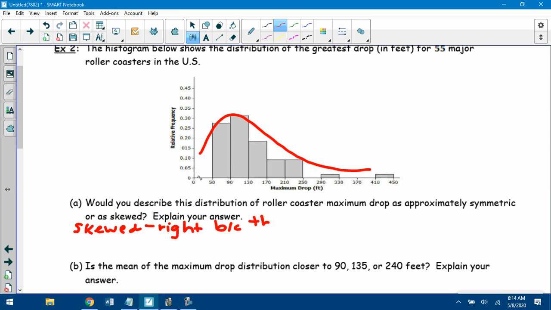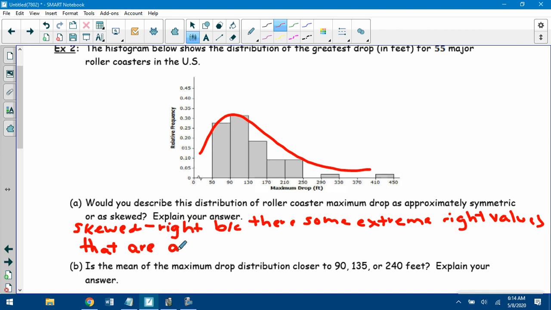because there are some extreme right-hand values that are affecting the data. These big drops way over here are definitely going to affect the average and the spread of it.